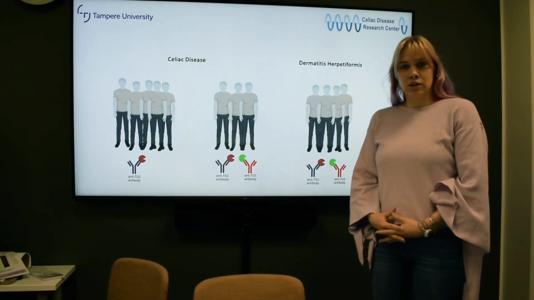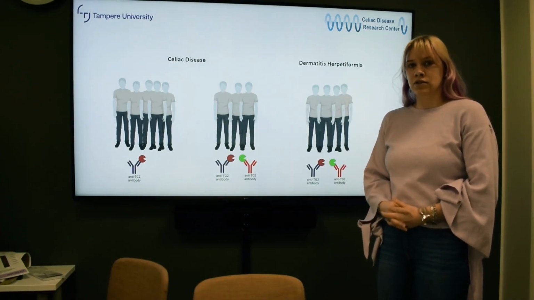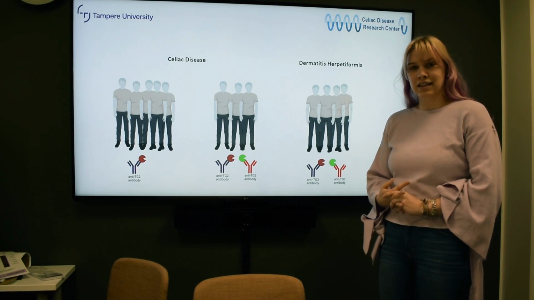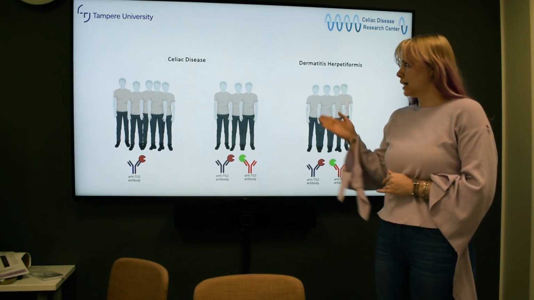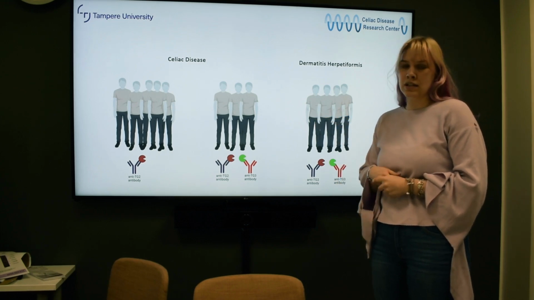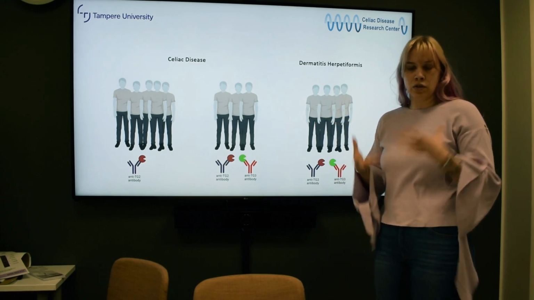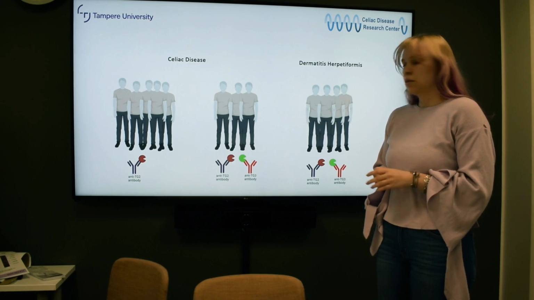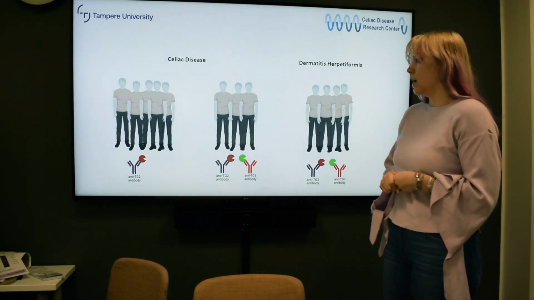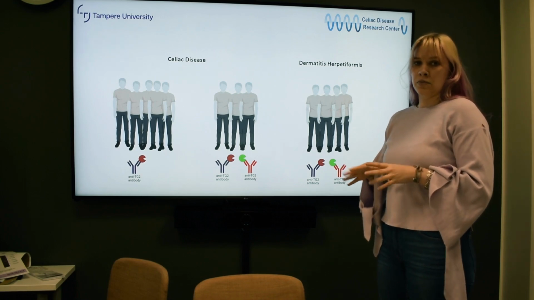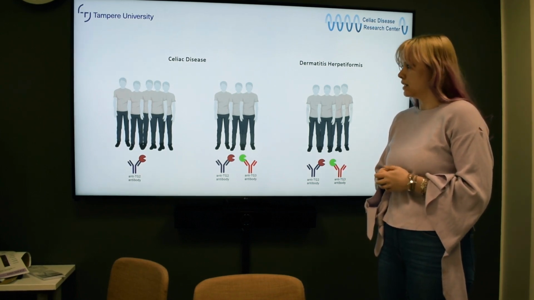My name is Helka Kaunisto, and I research dermatitis herpetiformis in the celiac disease research group in Tampere University. Celiac disease is an autoimmune disease that is triggered by the ingestion, so the eating, of gluten, which is found in wheat, barley, and rye. About 2% of the Finnish population suffers from celiac disease.